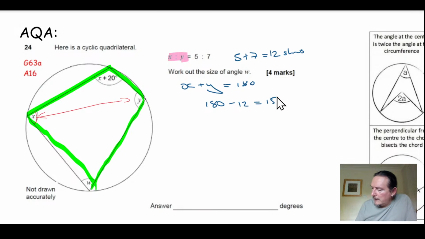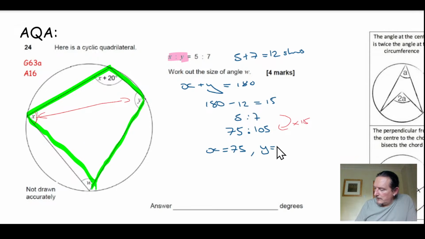And then, taking our original ratio of 5 to 7 and multiplying it up by a factor of 15, that's going to give me 75 and is that 105? Okay, so then x is going to be 75, and y is going to be 105. So once we know x, we can look at this next angle over here. If x is 75 and that angle up there is x plus 20, then that angle is going to have to be equal to 95.